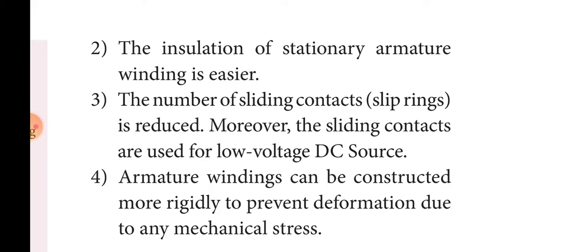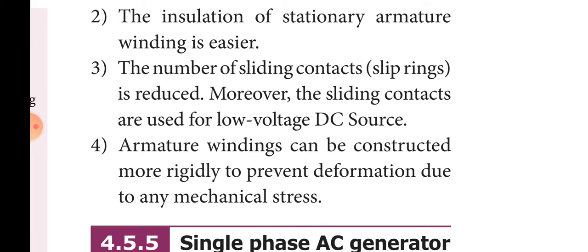In the second one, the installation of stationary armature winding is easier. And third, the number of sliding contacts, which means slip rings, is reduced. Moreover, the sliding contacts are used only for a low voltage DC source. And finally, armature windings can be constructed more rigidly to prevent deformation due to any mechanical stress.